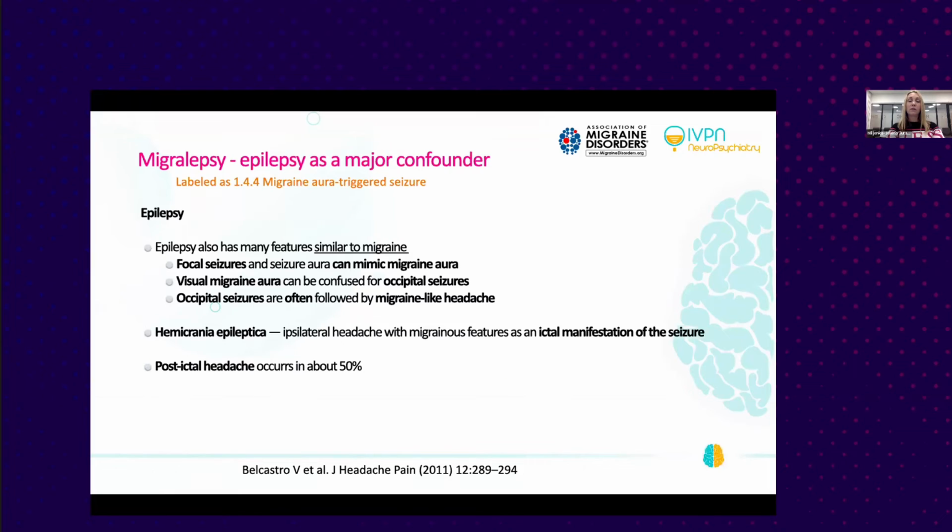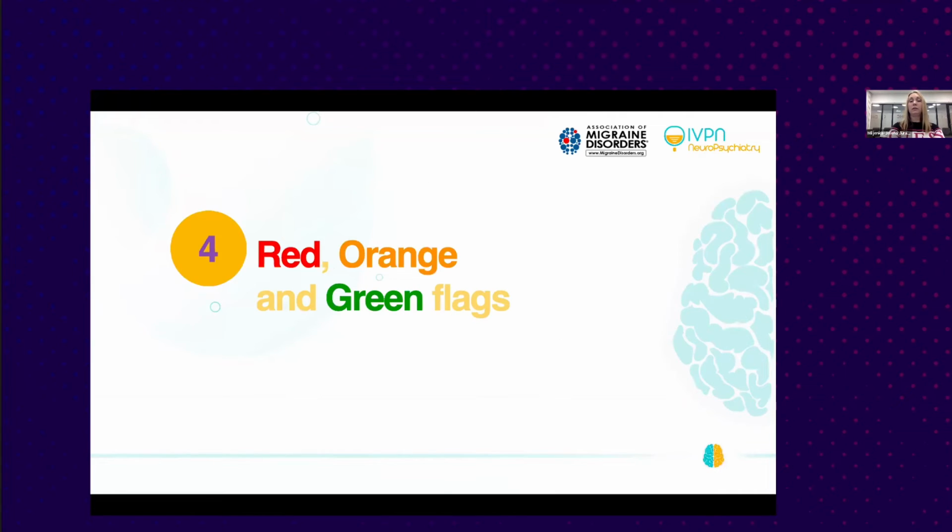But we can also have something called hemicrania epileptica, which is an ipsilateral headache with migrainous features as an ictal manifestation of the epilepsy itself. It is labeled in the ICHD classification as migraine aura triggered seizure. You can find it there if you need it.